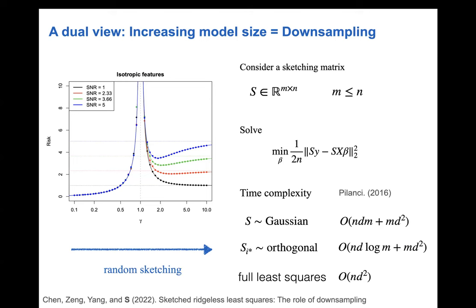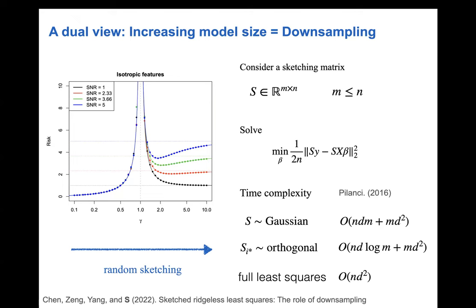Okay, so in most of previous works, people actually study the time complexity for sketching. For example, in Plancy's 2016 thesis, which consists of a sequence of papers, they study how much time you can save by using different sketching matrices. If every entry of S is Gaussian, then the time complexity is roughly ndm plus md squared.